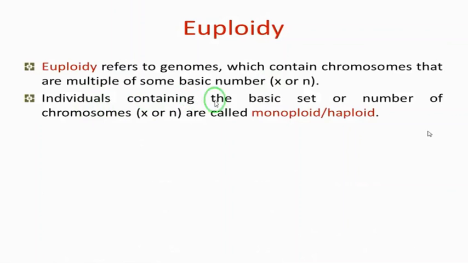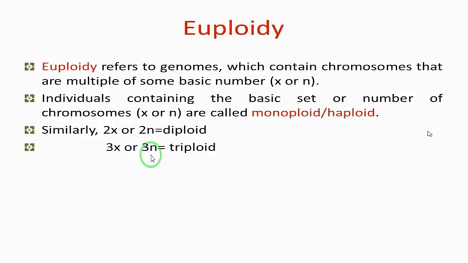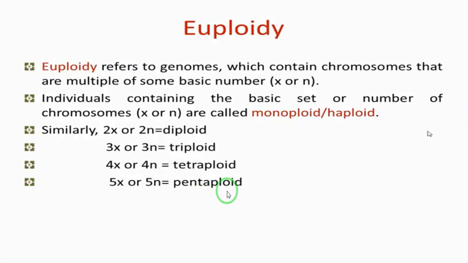Individuals containing the basic set or number of chromosomes, that is X or N, are called monoploid or haploid. Multiplication of the basic set is known as euploidy. Then similarly, the 2n condition is known as diploid, 3n is triploid, 4n is tetraploid, 5n is pentaploid and 6n is hexaploid.